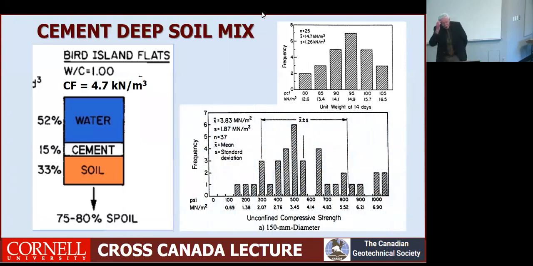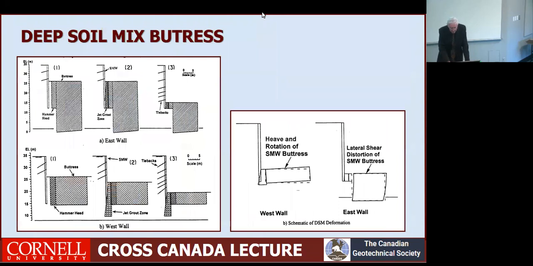The actual unconfined compressive strength from 150 millimeter diameter specimens, so they were actually casting them initially as you would concrete, and then they eventually went to smaller sizes because we didn't see any difference, is quite variable and has an average strength on the order of about 3.83 meganewtons per square meter.